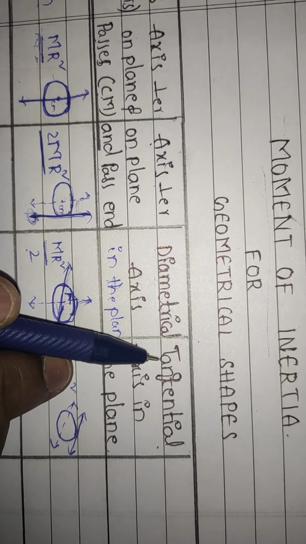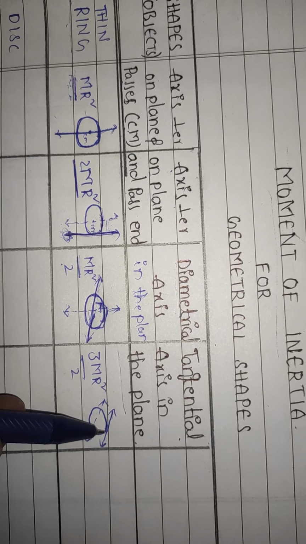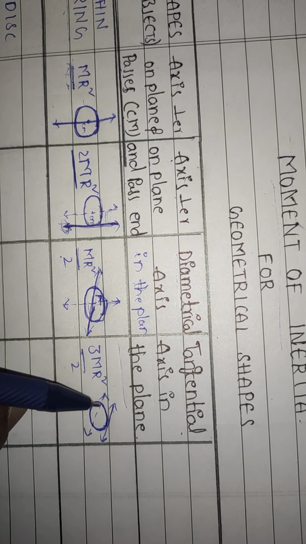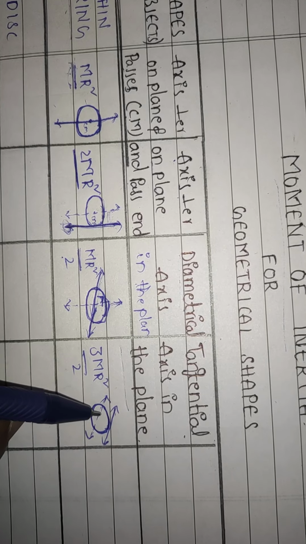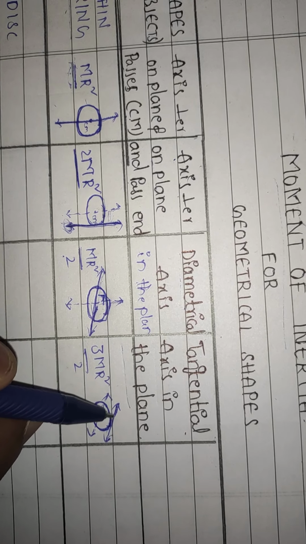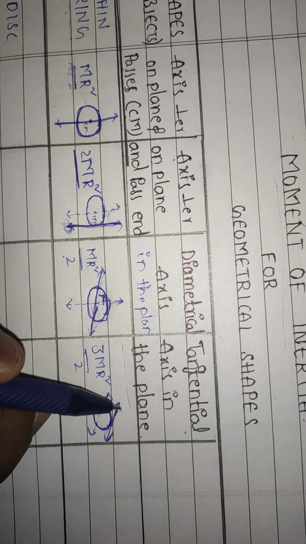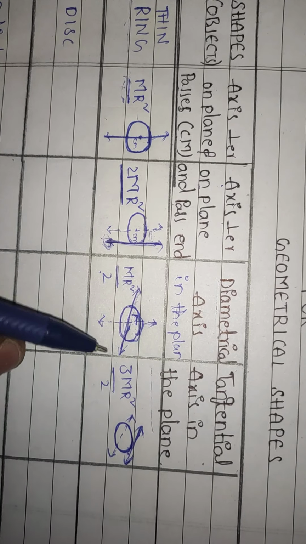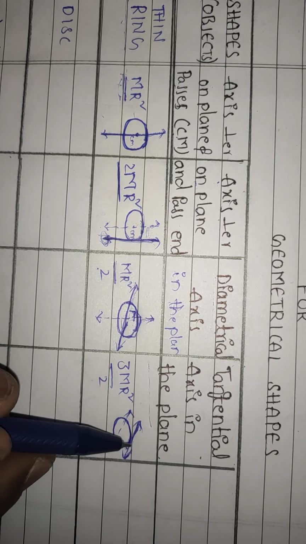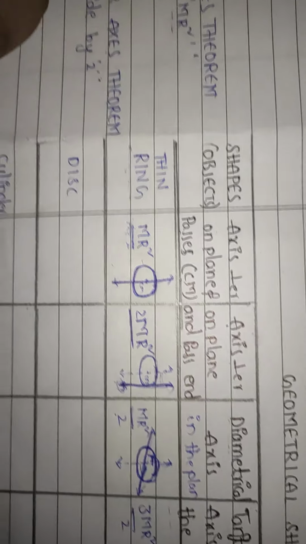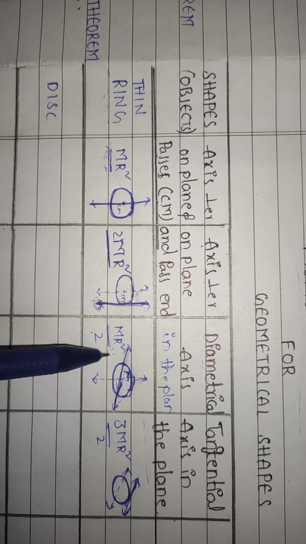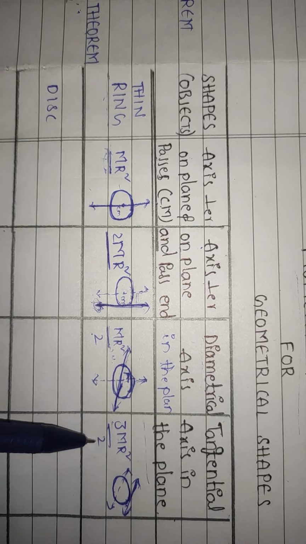Now tangential axis in the plane. Take the ring, take the dotted line as the diametrical axis, and the tangential axis means passes through end, right? This is in the plane and passes through end. Now take the dotted line as the diametrical axis. Now these two are parallel, right? Now we have to apply parallel axis theorem, adding mr square. Now add mr square to this. Now it will become 3mr square by 2.